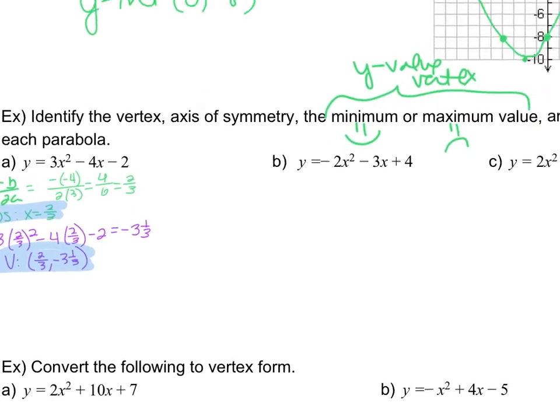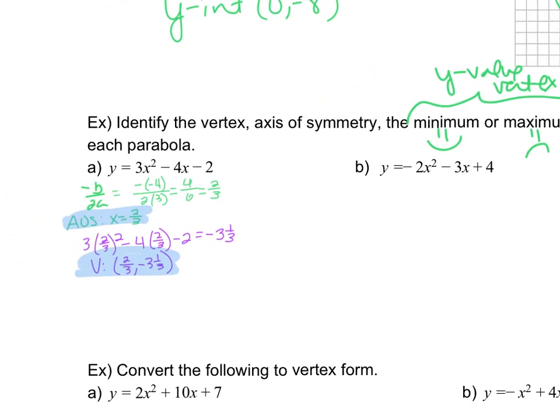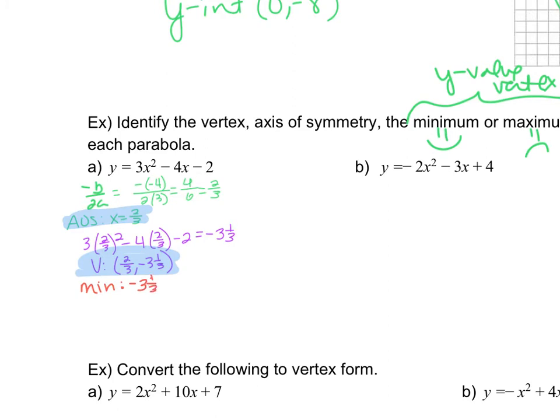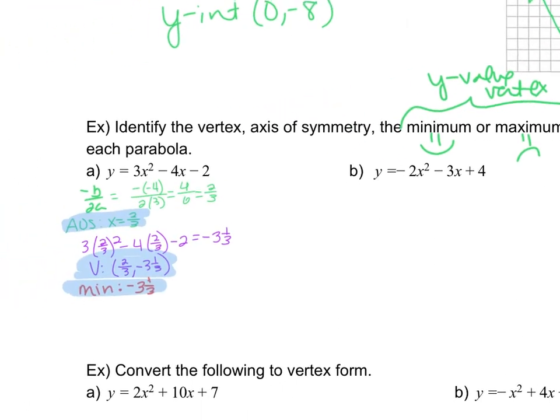All right, what else did we need to find? We need to find the minimum or the maximum. Is this a happy face or a sad face parabola? Well, this is a happy face. It's facing up, and I know that because that number right there, 3 in front, is positive. So we will have a minimum. So the minimum value, remember, is the y value of your vertex, the y coordinate of your vertex. So it will be negative 3 1/3. There's another answer.